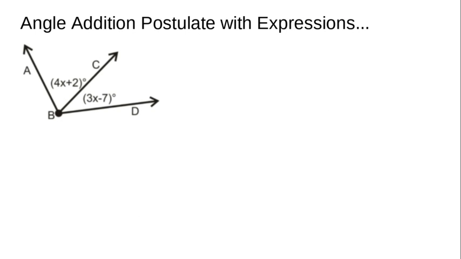You can also use the angle addition postulate with expressions, just like you can the segment addition postulate. So here, angle ABC is 4x plus 2, and angle CBD is 3x minus 7. Those two are going to add up and give us the measure of angle ABD. So if the measure of angle ABD is 100, find the measure of DBC. So we want this part of it if the whole thing is 100. So these two are going to add together to give us 100 degrees.